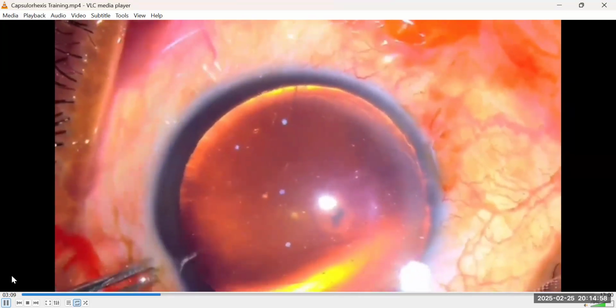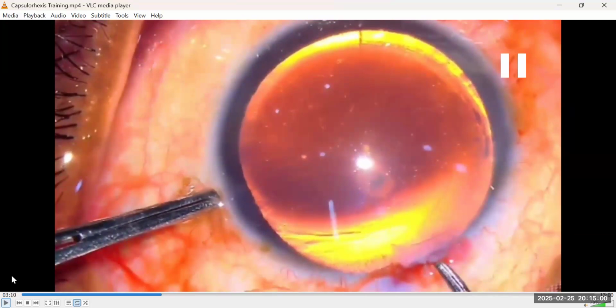First step in anterior capsulorrhexis is positioning. Position properly. How properly? The light reflex should be central or very near central. Repressurize the anterior chamber with viscoelastic solution.